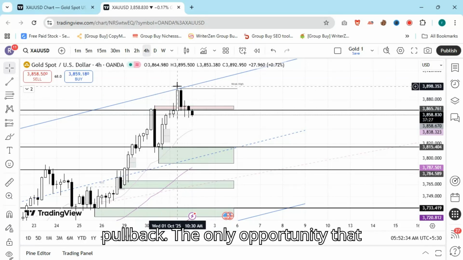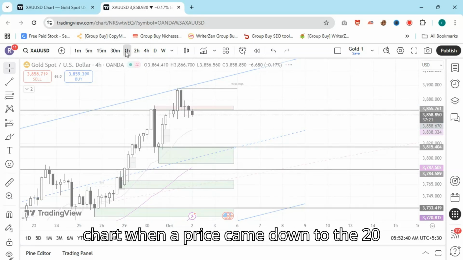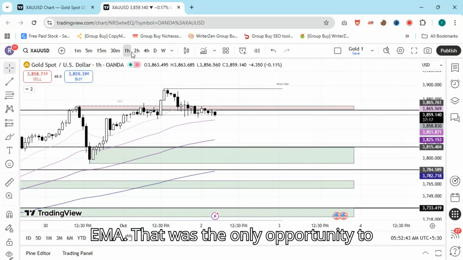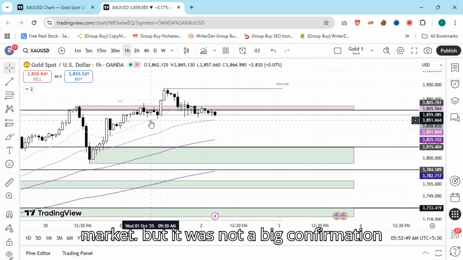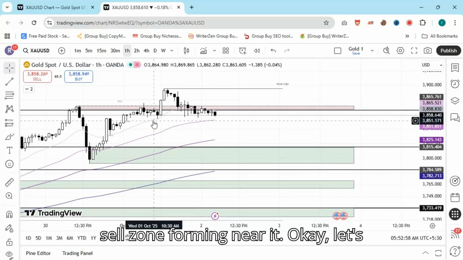see some pullback. The only opportunity that occurred yesterday was on the 1-hour chart when a price came down to the 20 EMA. That was the only opportunity to enter the market provided in yesterday's market. But it was not a big confirmation to enter, because above, we could see a sell zone forming near it.